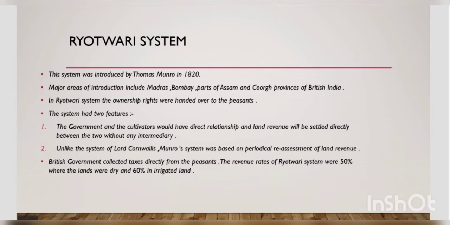First one, the government and the cultivators would have direct relationship and land revenue will be settled directly between the two without any intermediary. Second one, unlike the system of Lord Cornwallis, Munro's system was based on periodical reassessment of land revenue. British government collected taxes directly from the peasants. The revenue rates of Rayotwari system were 50% where the lands were dry and 60% in irrigated land.